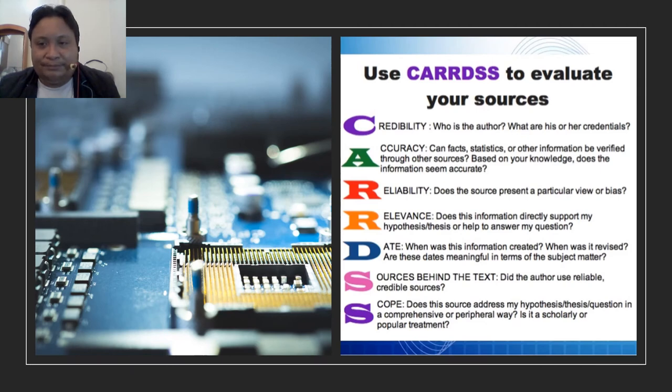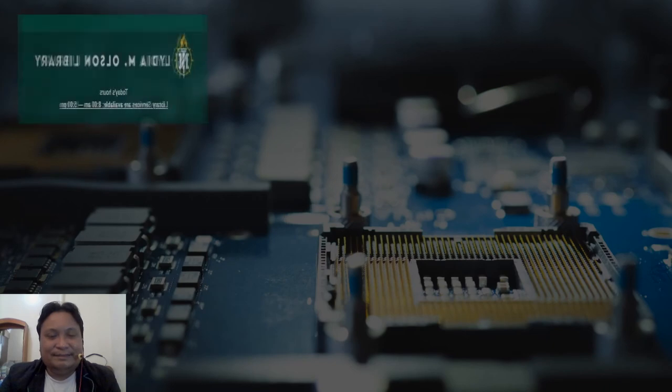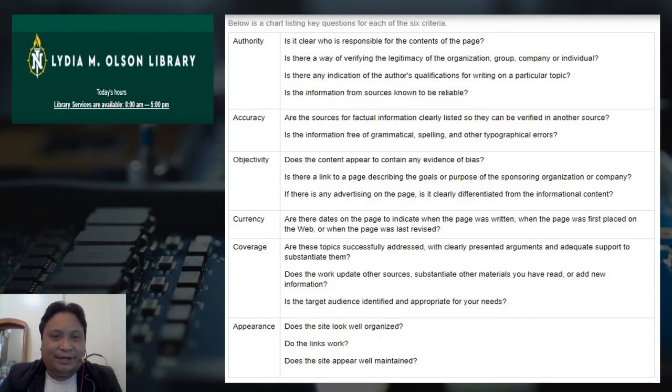However, on the next slide, the Lydia M. Olson Library shares another way of determining the reliability of an internet source, using six criteria. So the first one is authority. When you say authority, is it clear who is responsible for the content of the page? Is there a way of verifying the legitimacy of the organization, group, company, or individual? Is there any indication of the author's qualifications for writing on a particular topic? Is the information from the source known to be reliable?